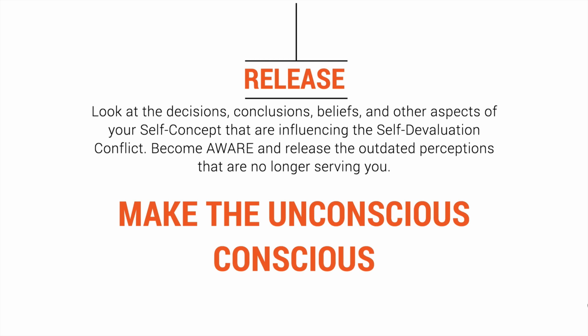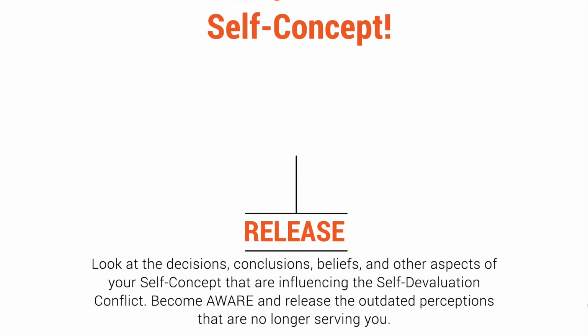So they've got to look at the decisions, the conclusions, the beliefs, the other aspects of their self-concept that are influencing the activity of the self-devaluation. Become aware of them and release these outdated perceptions. And that's why the journaling process is really great, and working through the workbook, because when you get this stuff down on paper, when you shine the light of conscious awareness into these unconscious areas and you make the unconscious conscious, this is where the change can happen. This is where you can let go of the stuff that you're like, oh my goodness, I can see how that is totally not serving me, and I can see how it's not true, and I understand why I made the decisions that I did at the time.